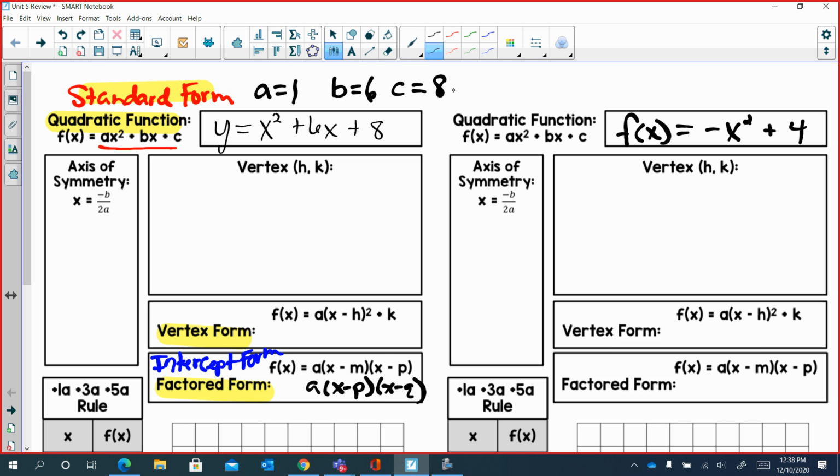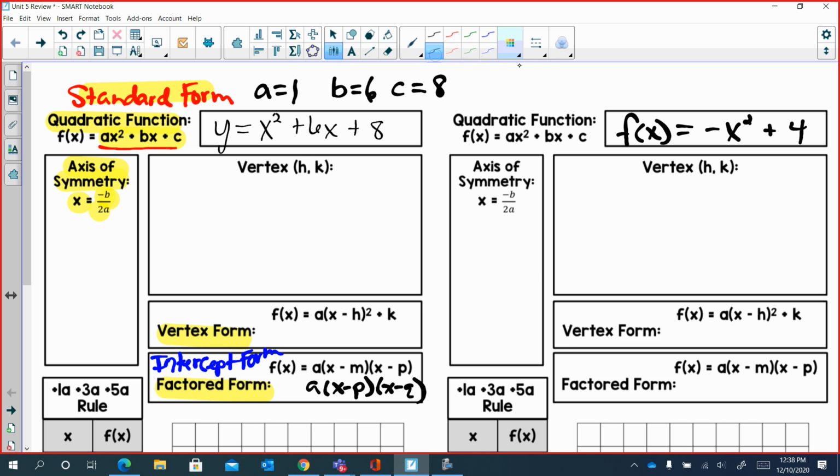Okay, so we're going to now do the axis of symmetry. So always, axis of symmetry is always first. I don't care what form you have. You're going to always need to do this. And this formula here goes for when it is a standard form. Okay? So we're just going to plug in the parts. Just plug it in, plug it in.